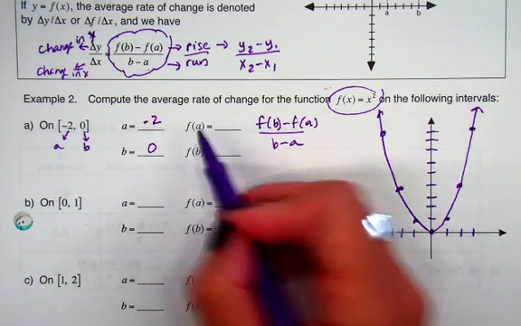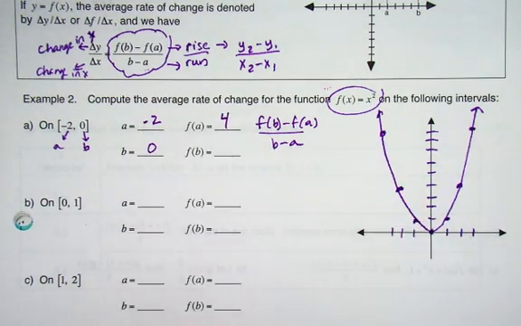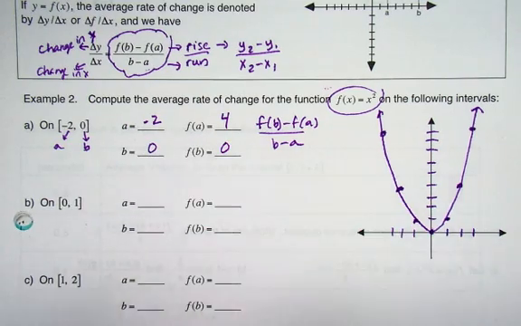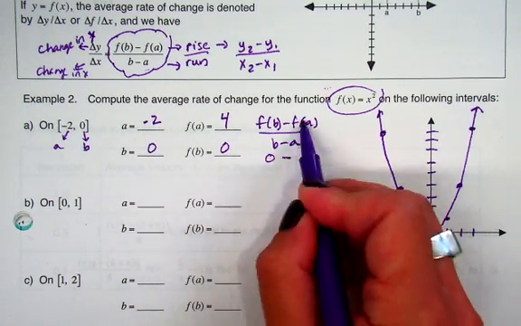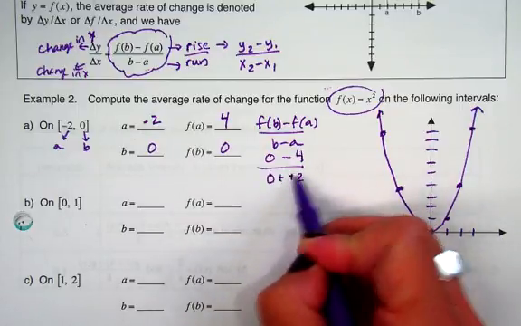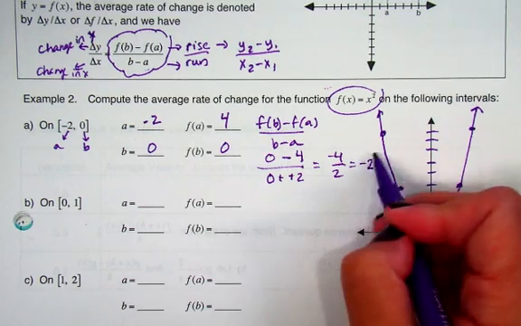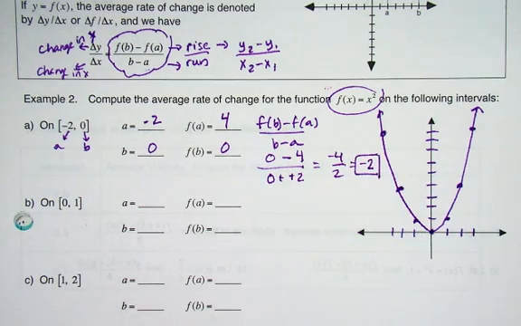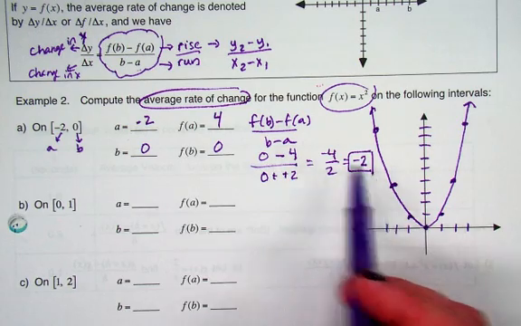F of a, well, f of negative 2 is just 4, and f of 0 is just 0. So then I plug this stuff in. F of b minus f of a over b minus a. And so I get a slope of negative 2. So that's my average rate of change, or my slope, from negative 2 to 0.